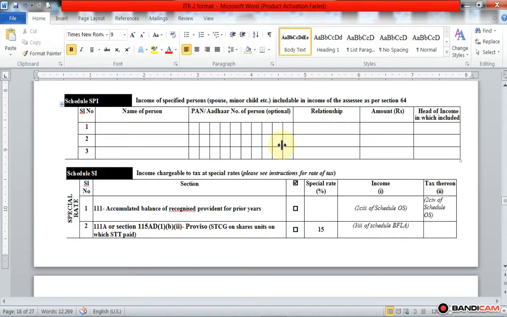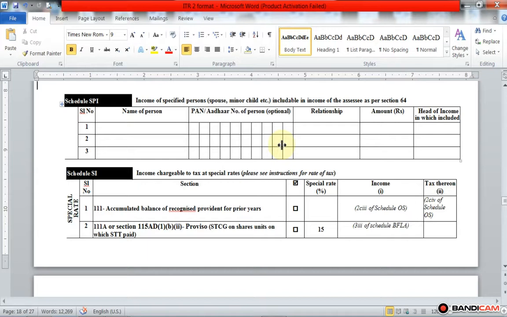Then the amount is how much income is included in the income of the assessee. So here the amount is filled by the assessee, and the head under which the income of the other person is included in the income of the assessee is given here. So here a list is given. If there is more than one person, then the assessee will fill all information of the other persons included in the income of the assessee.